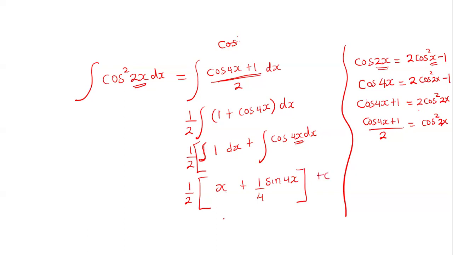So I bring the half inside. So I have a half x plus, here you have now a half times 1 out of 4, which will give you 1 out of 8. So this will be 1 out of 8, then sine of 4x plus c. Members, is that fine?